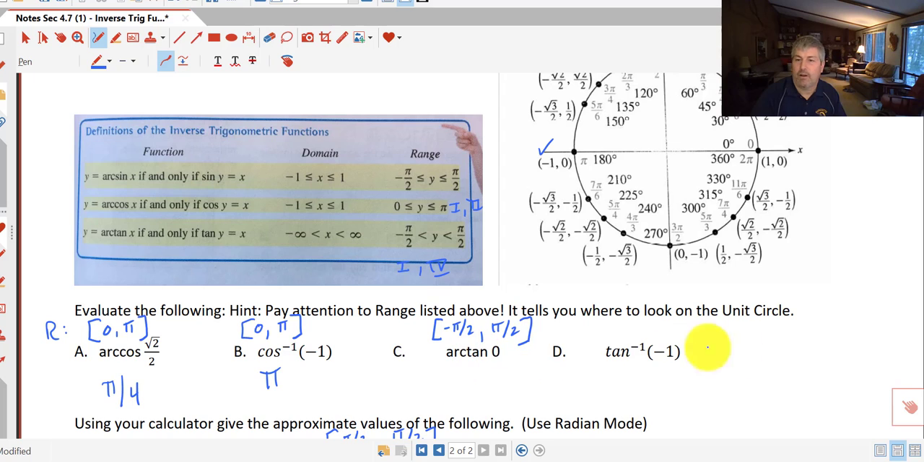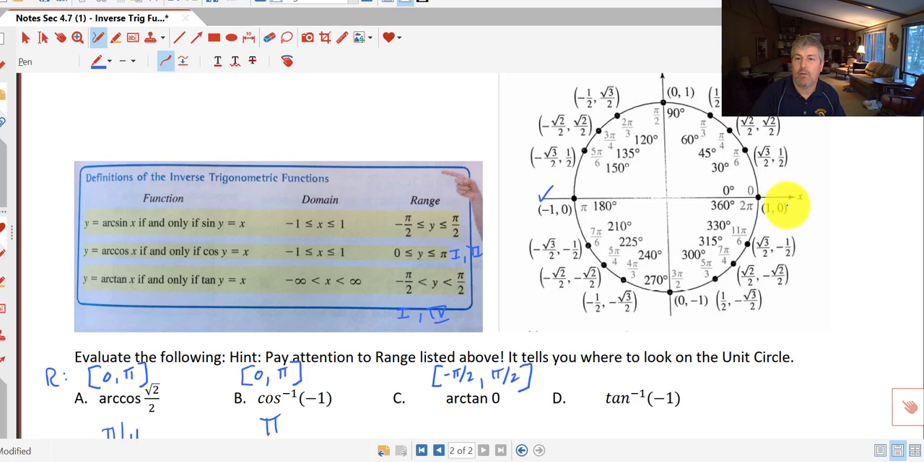Arctangent of 0. Where is our tangent 0? Our tangent is y over x is 0, right here at 0. We can't put 2 pi here. We can only put 0 because remember our range is from negative pi over 2 to pi over 2. And then the arctangent of negative 1. And again, we're working on the right-hand side, from negative pi over 2 to pi over 2. So that answer is negative pi over 4, on our unit circle.